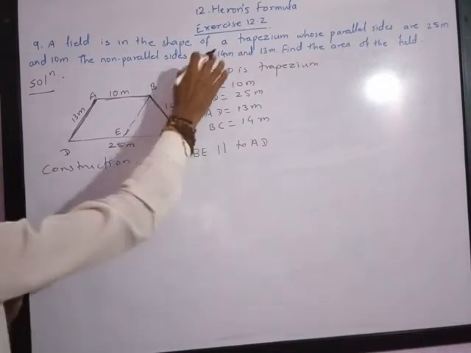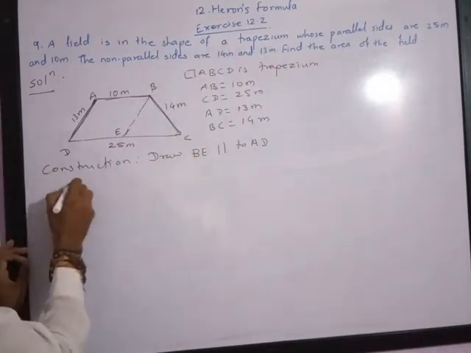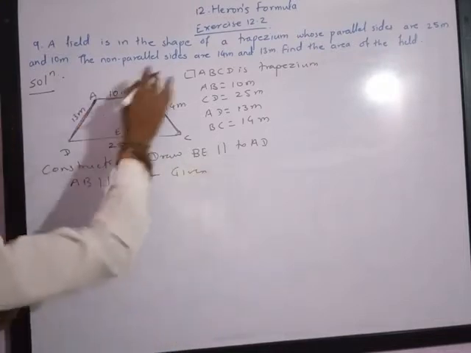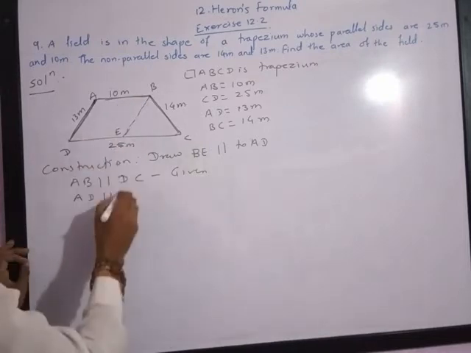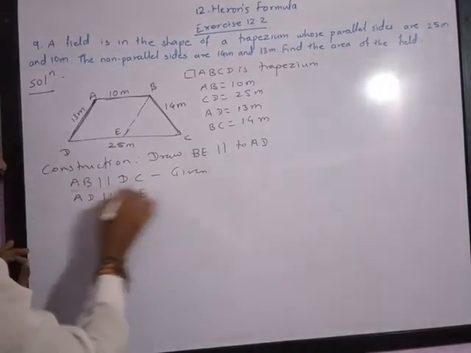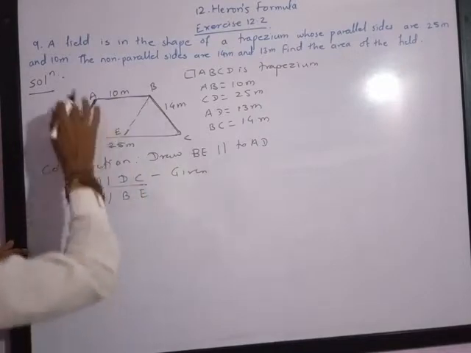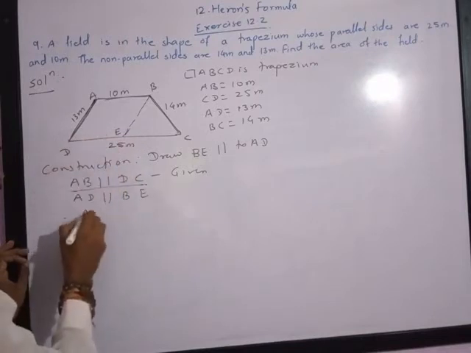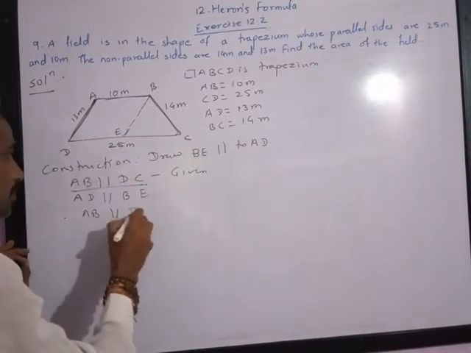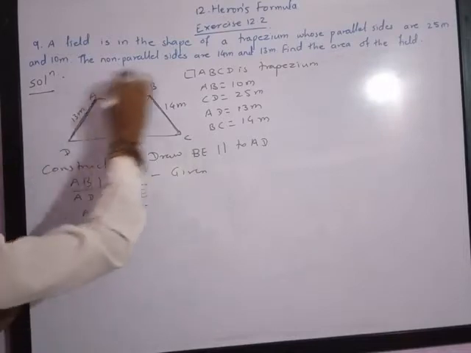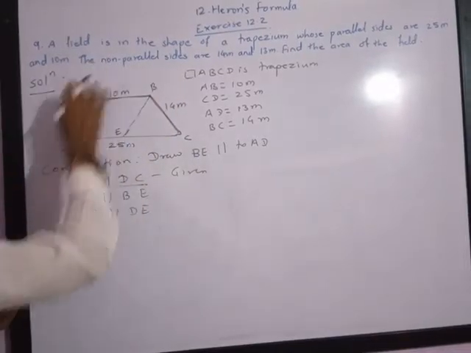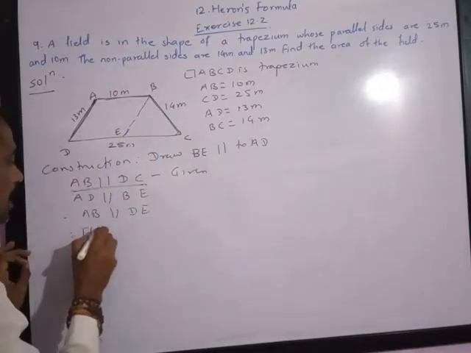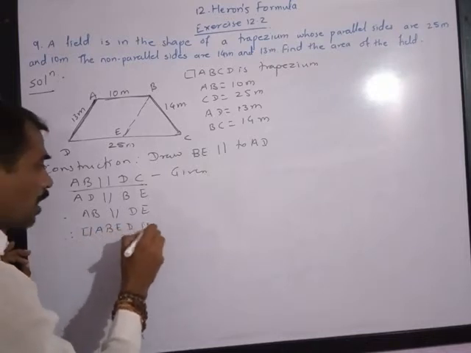This is given to us. One pair of sides is parallel. So we are given AB is parallel to DC. Then AD is parallel to BE. Please note, AB is parallel to DC, so we can say that AB is parallel to DE. Now therefore, since AB is parallel to DE and AD is parallel to BE, we can say that quadrilateral ABED is a parallelogram.